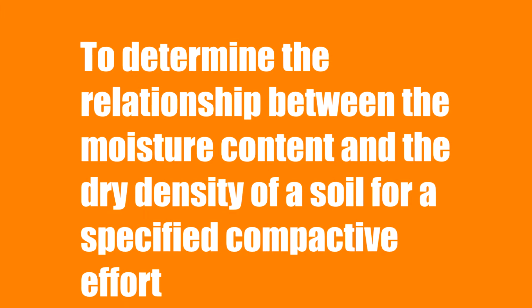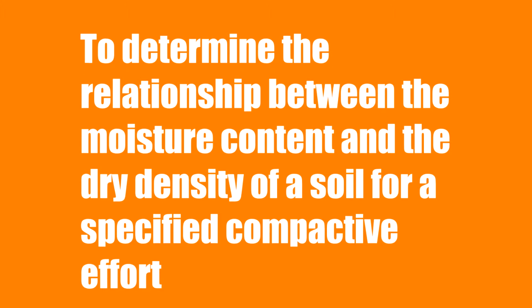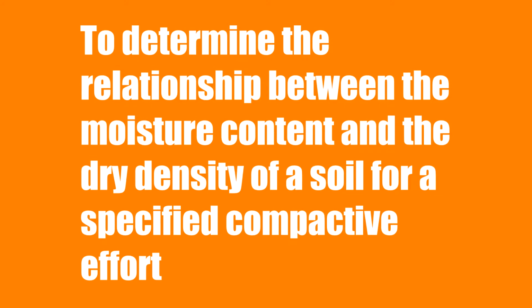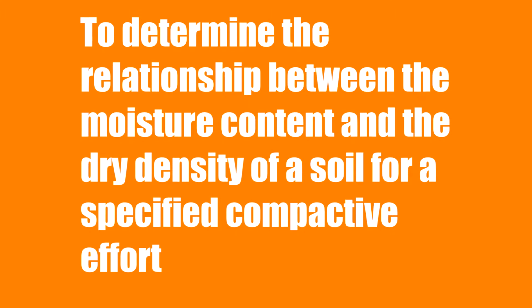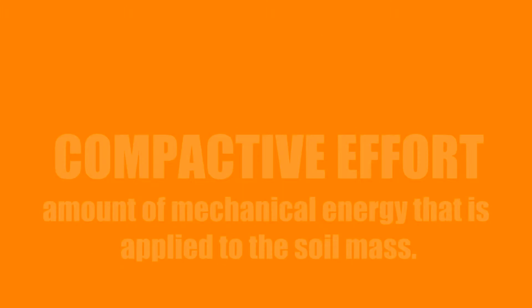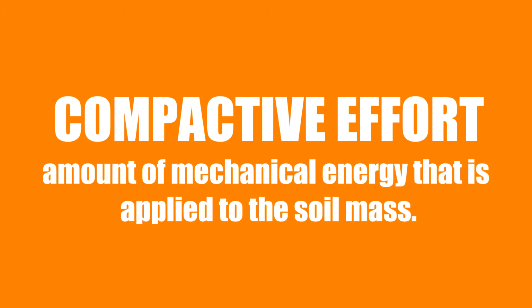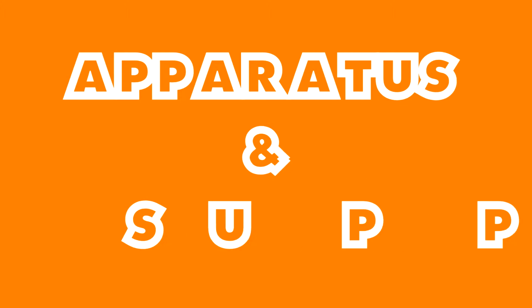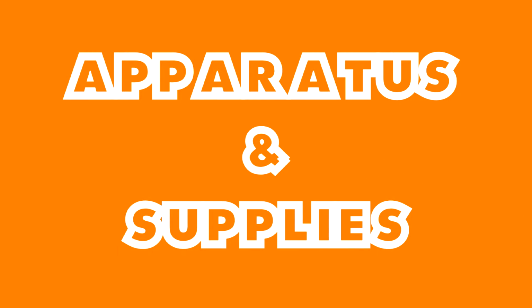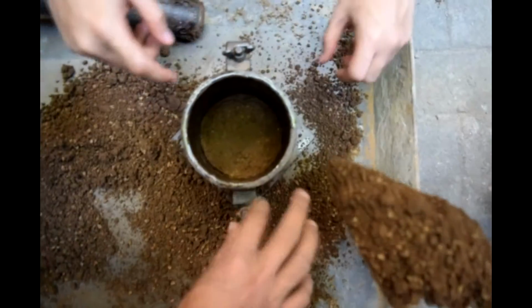The objective of this experiment is to determine the relationship between the moisture content and the dry density of a soil for a specified compactive effort. The compactive effort is the amount of mechanical energy that is applied to the soil mass. The type of compaction test that will be employed in the experiment is the standard Proctor test.